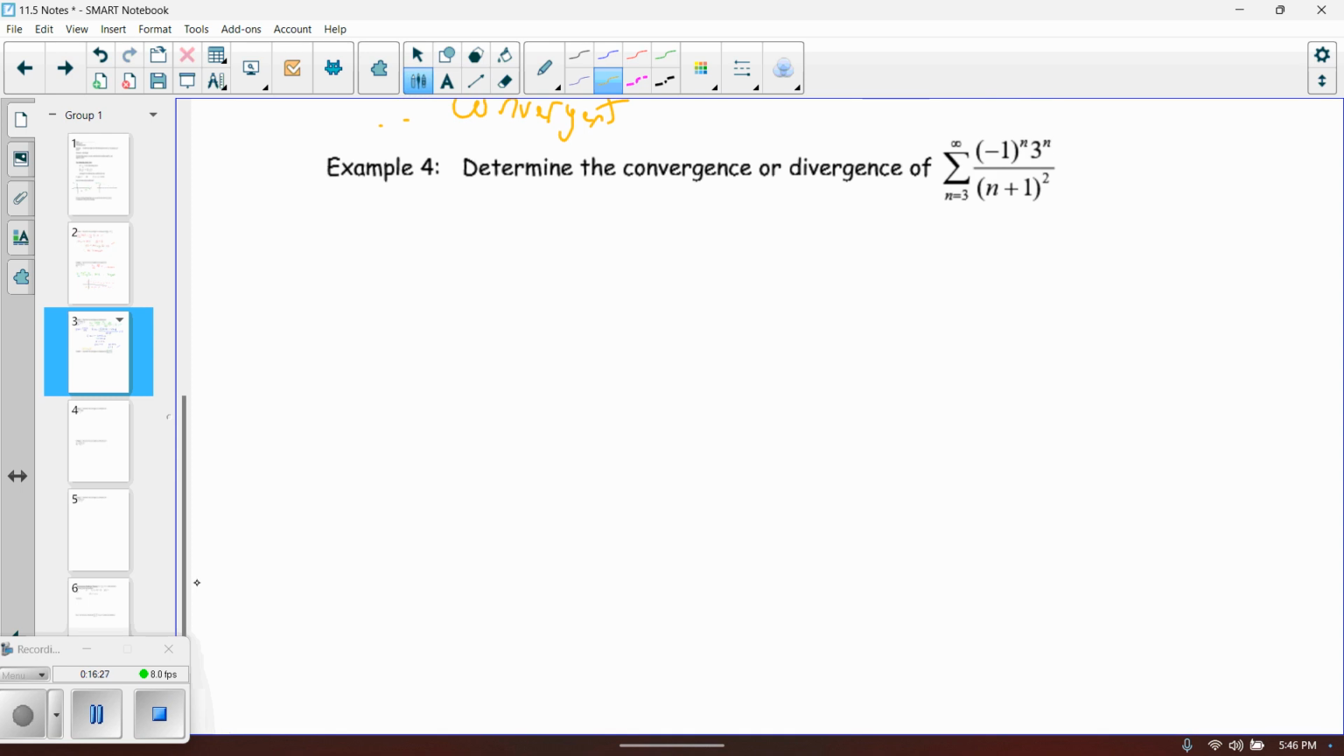Let's see, the convergence or divergence. Negative 1 to the n shows alternating. If we want to look at this one's limit, it definitely appears it's going to fail the first test. The limit as n goes to infinity of the absolute value of this portion will give us 3 to the n over n plus 1 squared. And since the numerator is exponential and the denominator is a polynomial, the numerator will grow faster than the polynomial. So that limit goes to infinity, which means it fails.